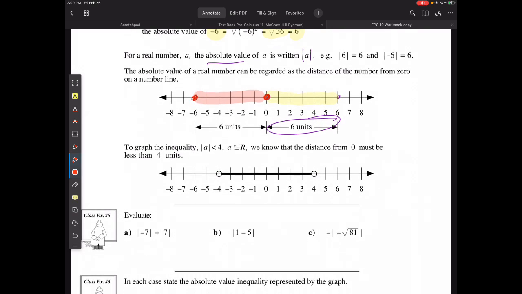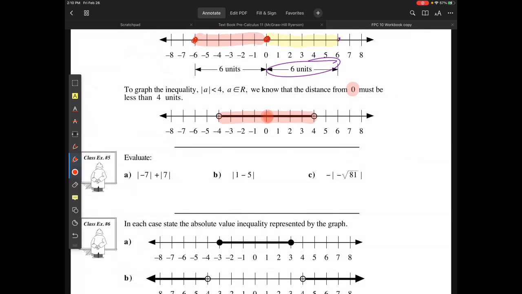If I was to graph the inequality, the absolute value of a variable is less than 4, then the distance from 0 must be less than 4 units, which means that I could either go 4 units to the right or 4 units to the left. And it's going to be everything that fits in between negative 4 and positive 4.